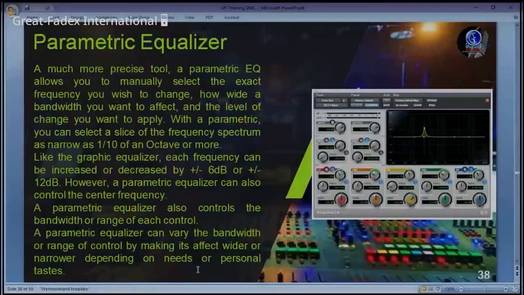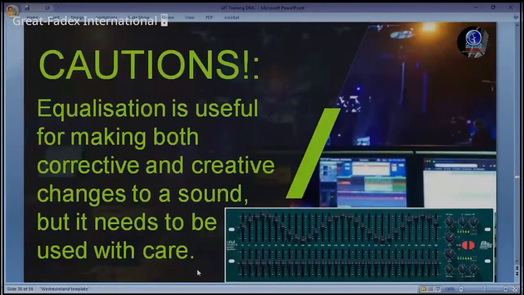Now, a caution. Equalization is useful for making both corrective and creative changes to a sound. I want to repeat it again. Equalization is useful for making both corrective and creative changes to a sound, but it needs to be used with care. That's the caution. You have to be very careful.